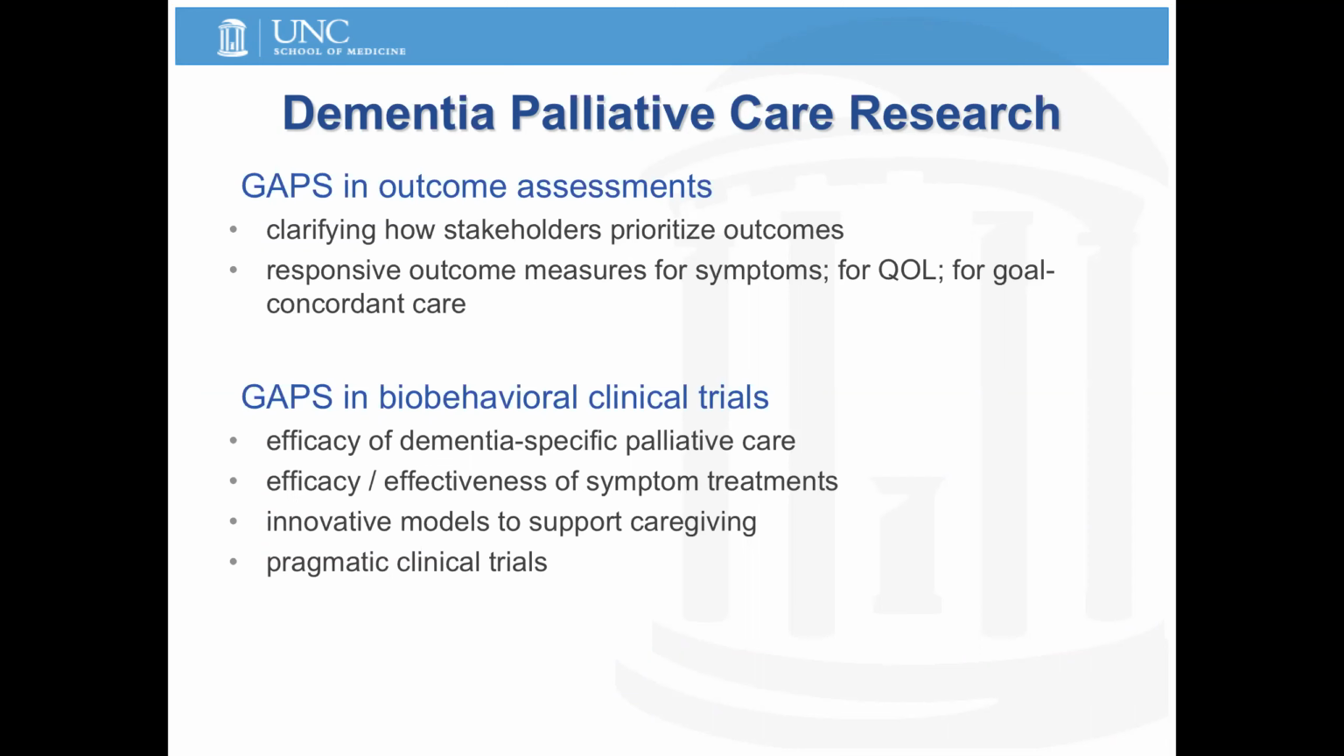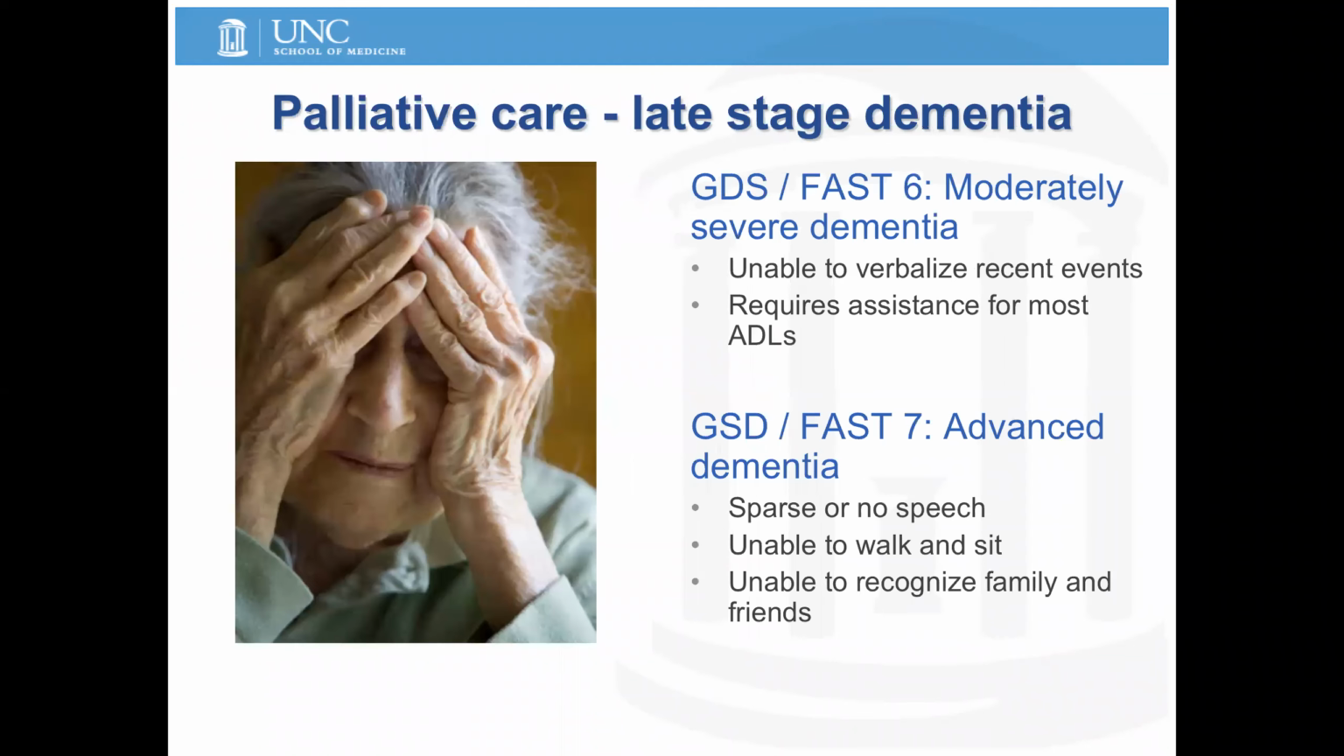In terms of opportunities for clinical trials, there is the efficacy of different dementia-specific palliative care interventions, the efficacy or effectiveness of specific symptom treatment interventions for this population, innovative models to support family caregiving, and an emerging emphasis on pragmatic clinical trials, ways that we can reach and really have an impact on the very large population living with this illness.